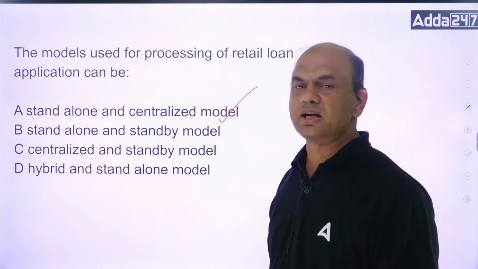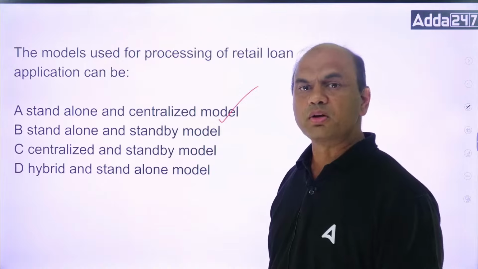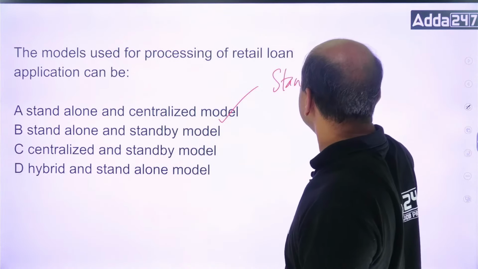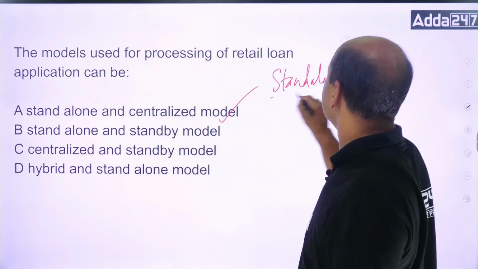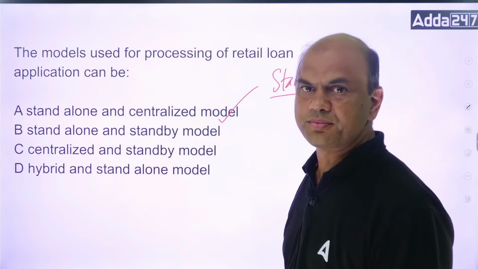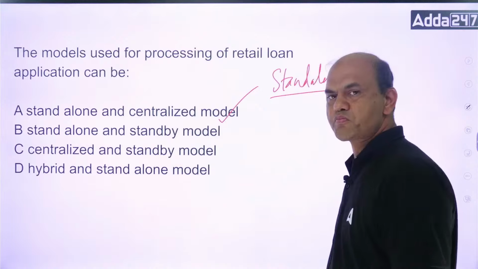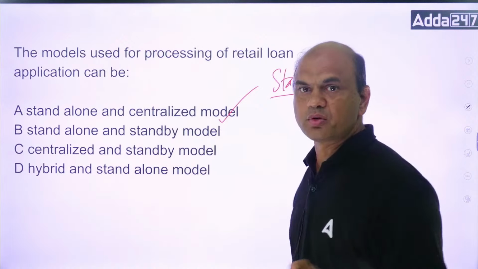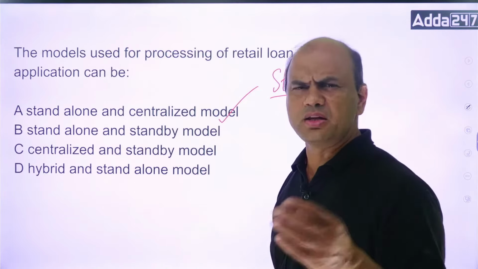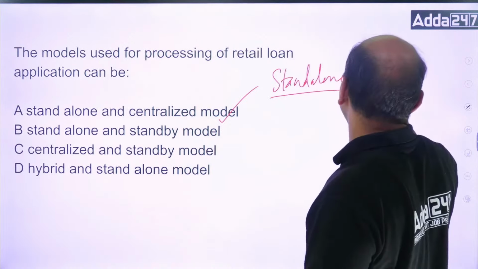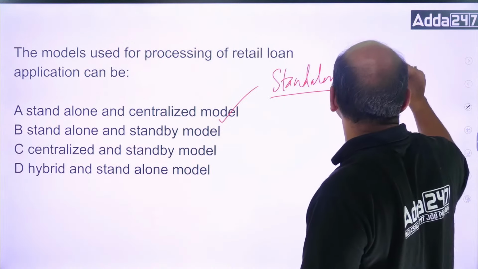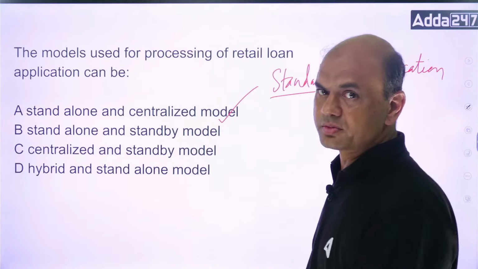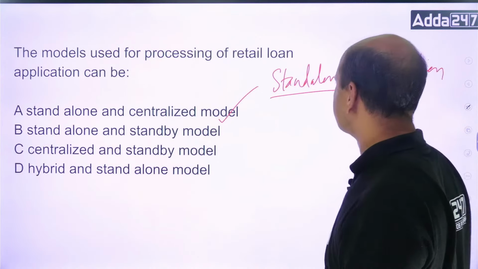Standalone and centralized model. What is the standalone model? Standalone model means, everything means loan application. See, what are the steps in any loan? The steps are: first one, application. Customer fills up the application. Before that, you have to contact the customer. That is also there in this loan process.